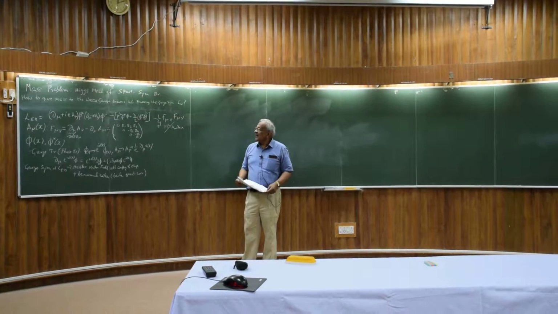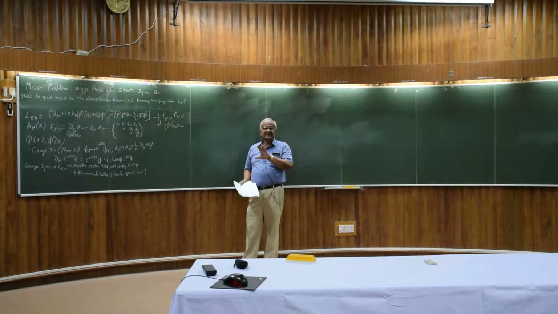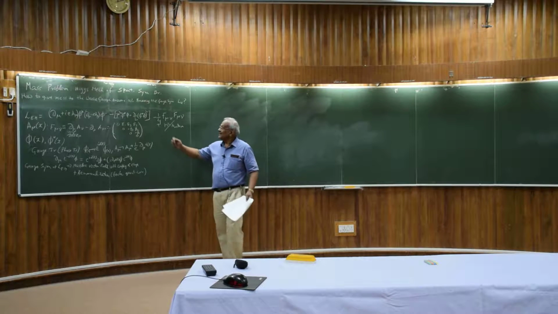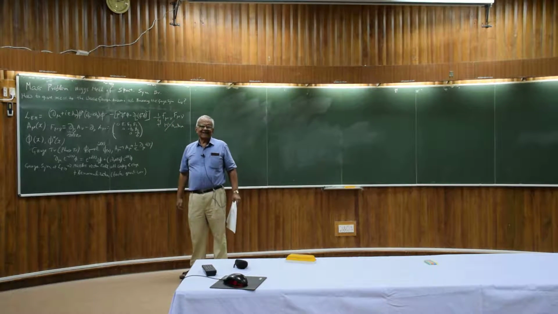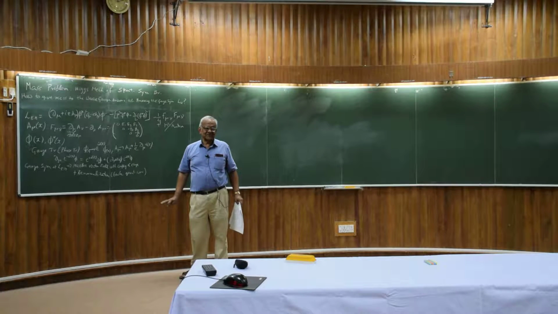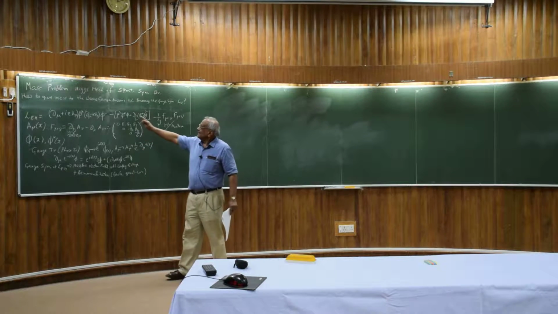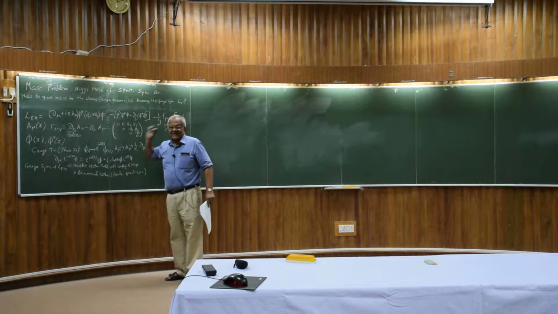Now, how to give mass to the weak gauge bosons without breaking the phase symmetry of the Lagrangian? So that is the question. Okay. The answer is the Higgs mechanism.